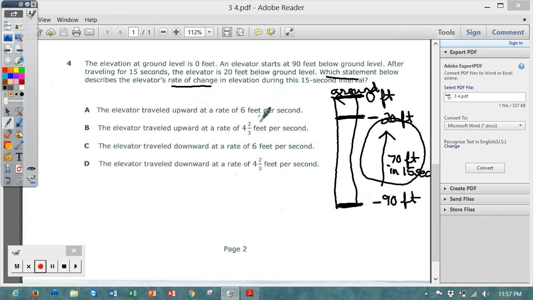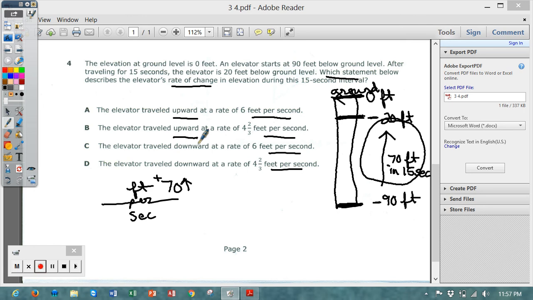And look at your answer choices. The elevator traveled feet per second, feet per second, feet per second, feet per second. So let's write that down. Feet per second. This should help us figure it out. It traveled 70 feet up. That would be plus, positive 70 feet. Traveled upward. It did not travel downward. So it cannot be C or D. And it took 15 seconds to travel.